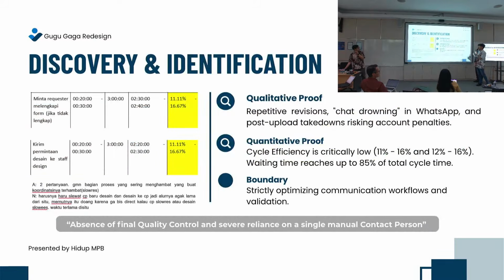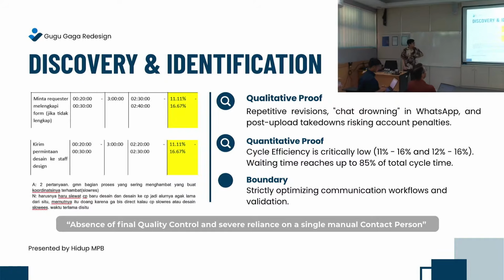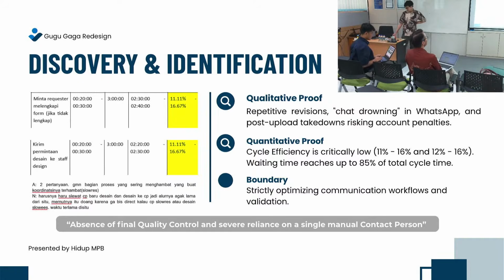Please next. So first, when we do this project, we do discovery and identification. Here, we need to know what our main process looks like, and also what the pain points are in this case. We interviewed several different stakeholders, and we also ran a simulation based on the data that has been given to us. The result shows that our pain points are the absence of final quality control and too much reliance on a single contact person.